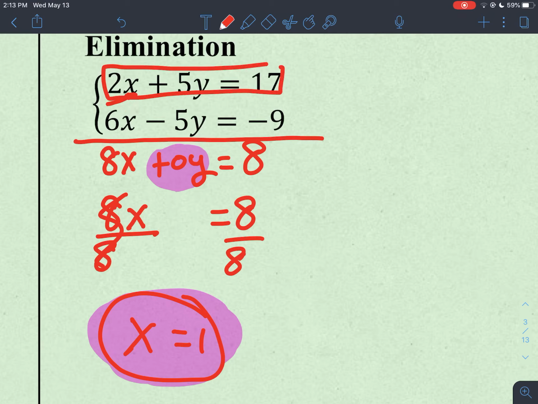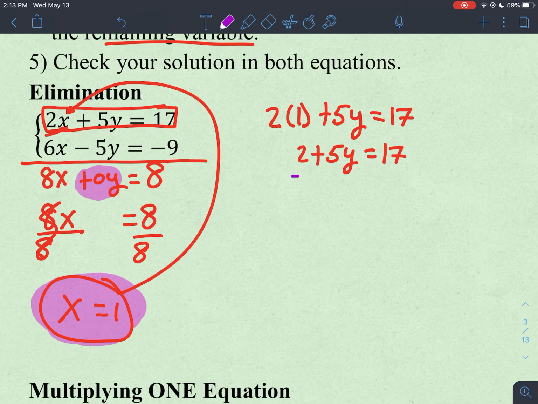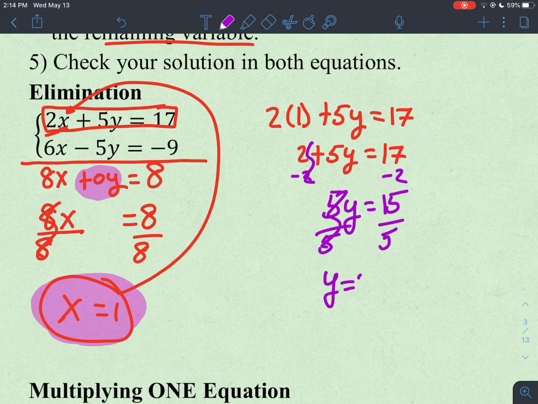So what I'm going to do is plug in 1 in place of the x. So I now have 2 times 1 plus 5y equals 17. So 2 times 1 we know is 2, plus 5y equals 17. At this point, we can subtract the 2, and we're just solving a two-step equation. So I'm going to divide by 5, and I've got y equals 3. So now I know my x equals 1 and my y equals 3.